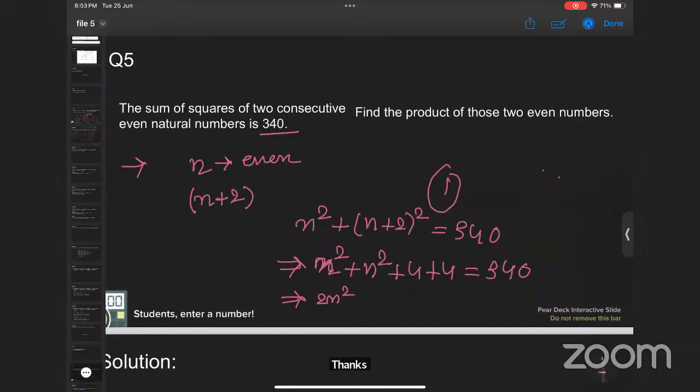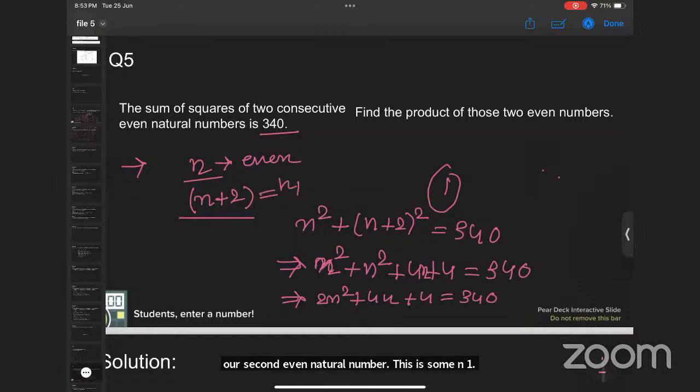Ma'am, where does n squared plus (n plus 2) whole squared come from? I didn't understand. Okay, so this is our first even natural number and this is our second even natural number. We're taking the sum of the squares of two consecutive even natural numbers, so we take the square of each and then the sum. Because this is what is given in the question: sum of the squares of.